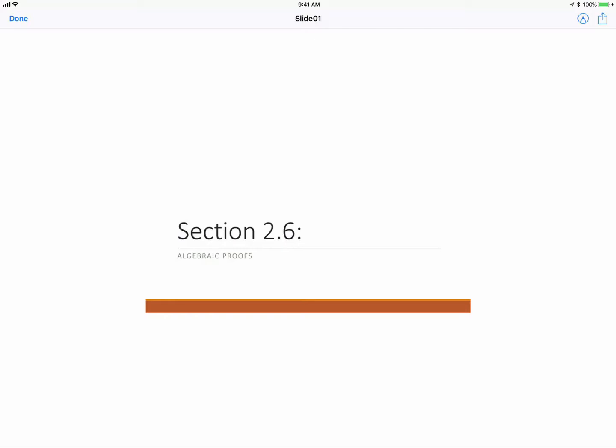Today we're going to be discussing section 2.6 Algebraic Proofs. Now we started this yesterday, so hopefully this makes sense to you. Today we're going to try to go over the next 6 properties. Hopefully this format works well for you.